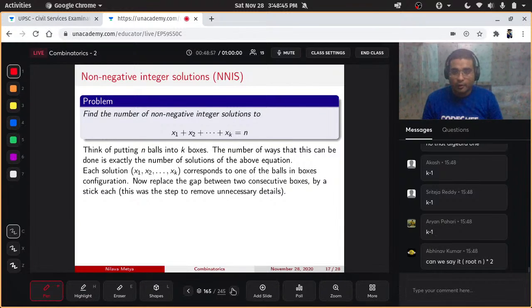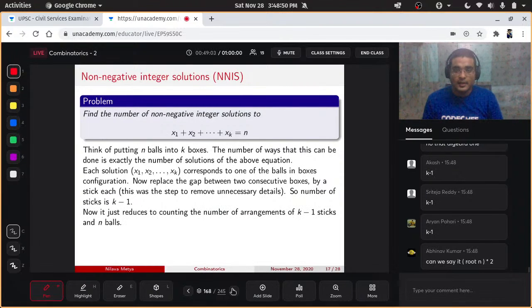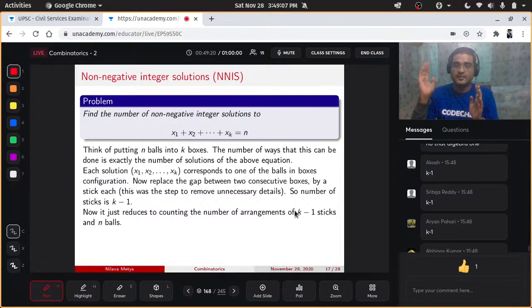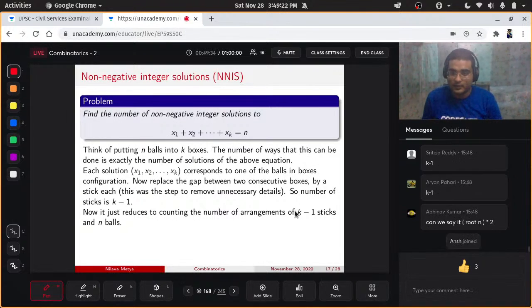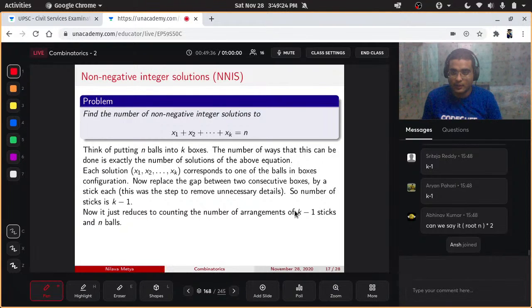Okay. So the problem reduces to finding the number of arrangements of k minus 1 sticks and n balls. Is this clear? So instead of putting balls in boxes, I remove the unnecessary details. I just keep the sticks. So arranging those sticks with the balls is enough. If you have understood so far, can I get a thumbs up, just indicating that you are fine with this.